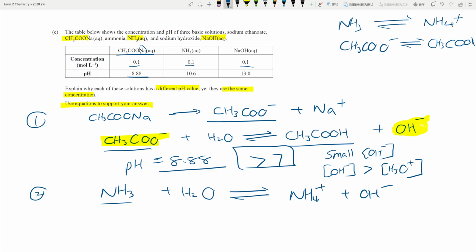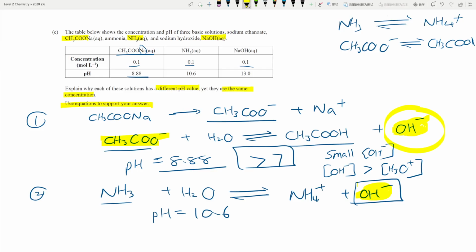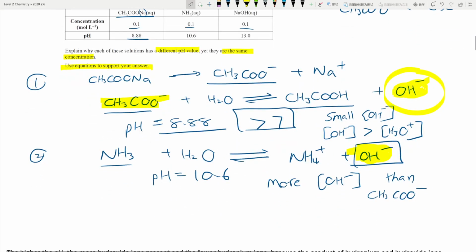Now if you look, the pH is 10.6. Why is this pH 10.6? Because if you compare the OH minus I just highlighted, the OH minus of the NH3 is going to be higher. The concentration is a little bit higher compared to the CH3COO minus. That's why the pH is a little bit higher. Last one is sodium hydroxide. Sodium hydroxide is a strong base. That means it completely dissociates.